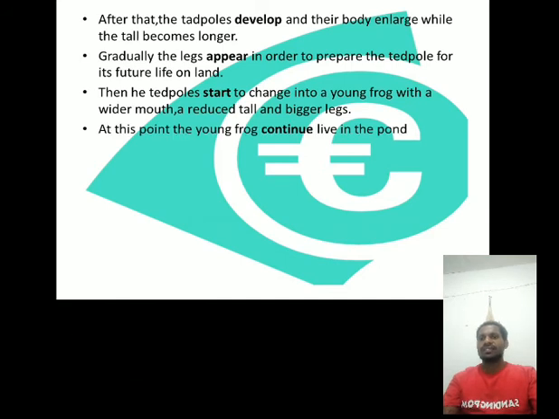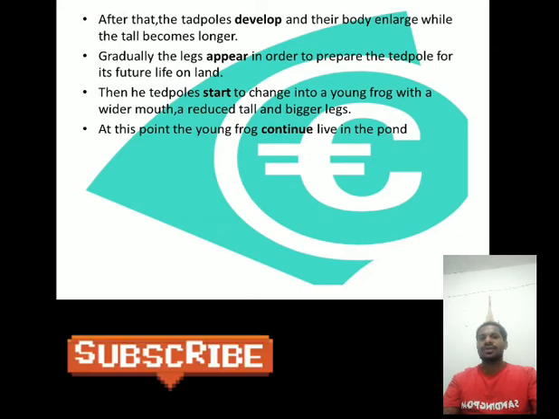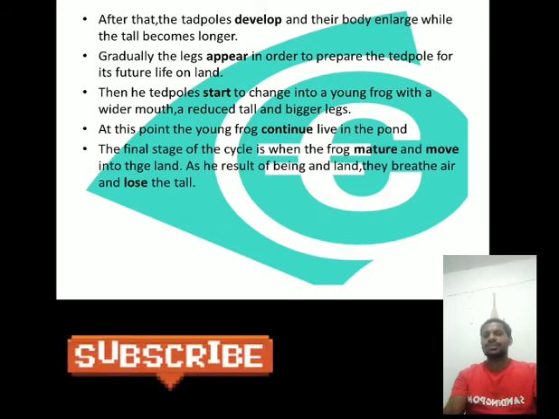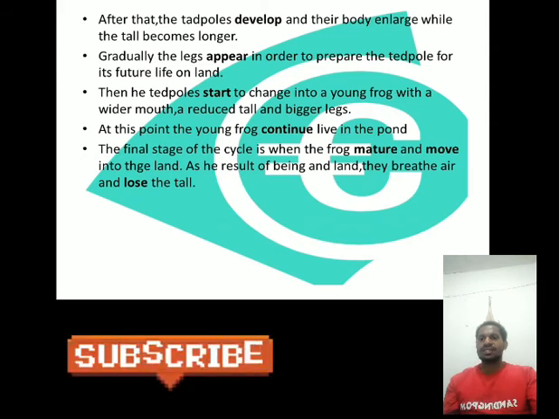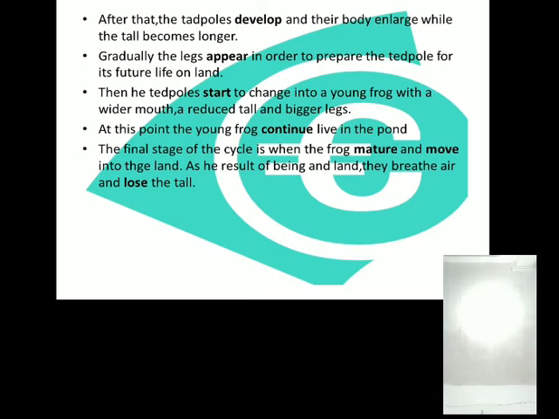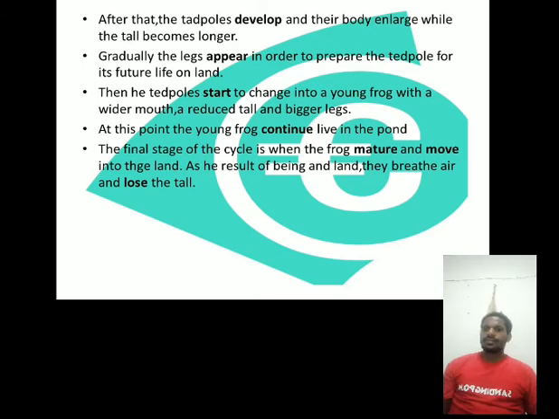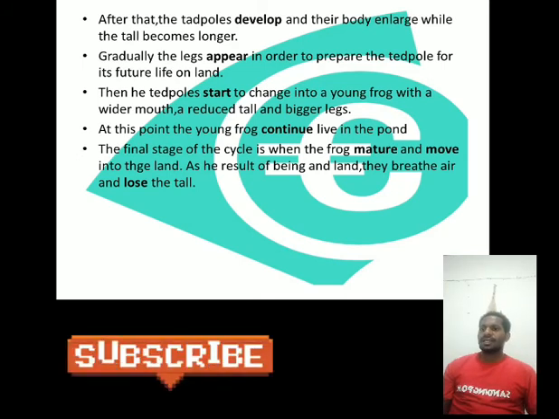Then the tadpole starts to change into a young frog with a wider mouth, reduced tail and bigger legs. At this point, the young frog continues life in the pond. The final stage of the cycle is when the frog matures and moves into the land.